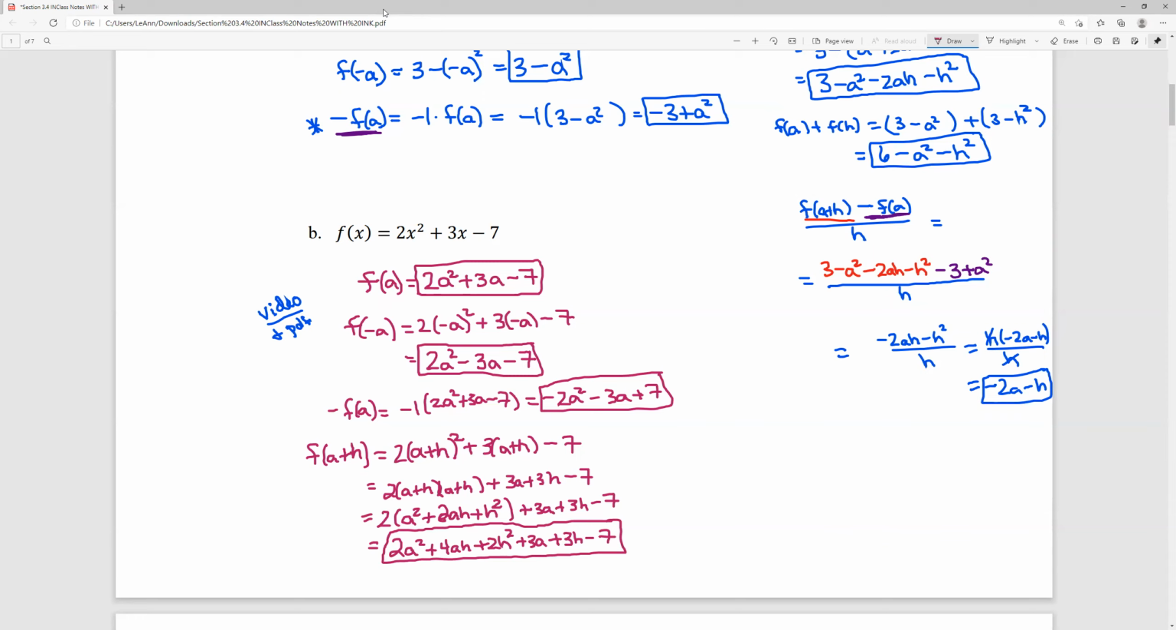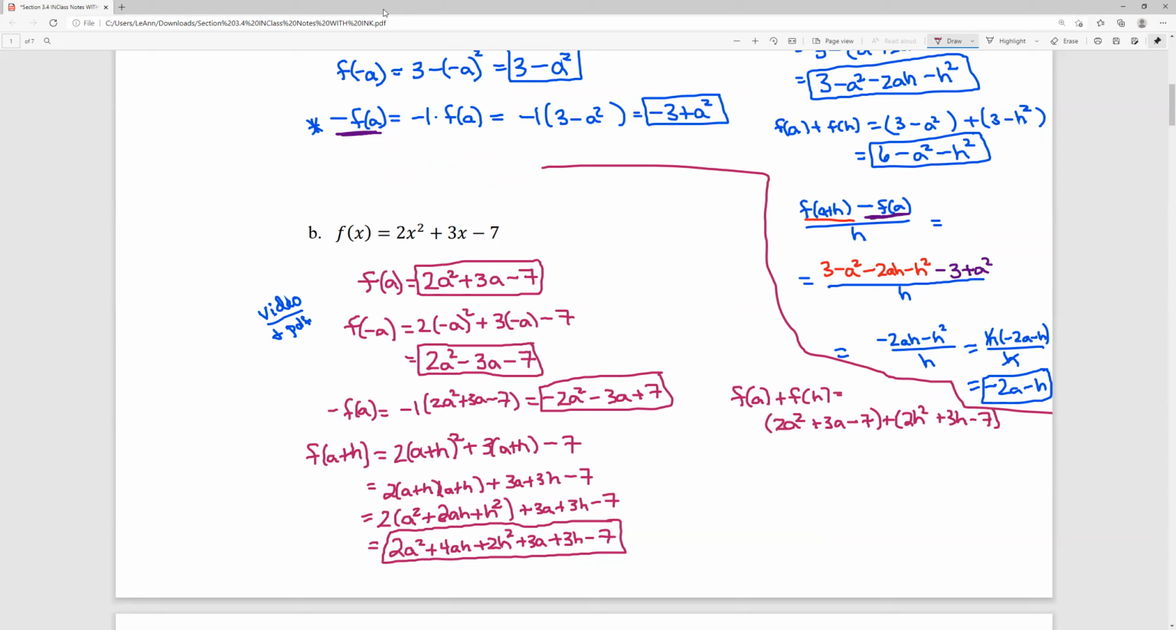Okay, then we get into the evaluation, and I'm actually going to draw a separator from the previous problem. We had one where we did f of a plus f of h. This is just two separate function evaluations. So the first one is the function with a instead of x. So there's f of a. The second one is h instead of x. So 2h squared plus 3h minus 7. We can't do much to combine the like terms here except for the minus 7s. That's the only ones that are like terms. The others don't have matching variables or exponents. So we'll get a minus 14 at the end.